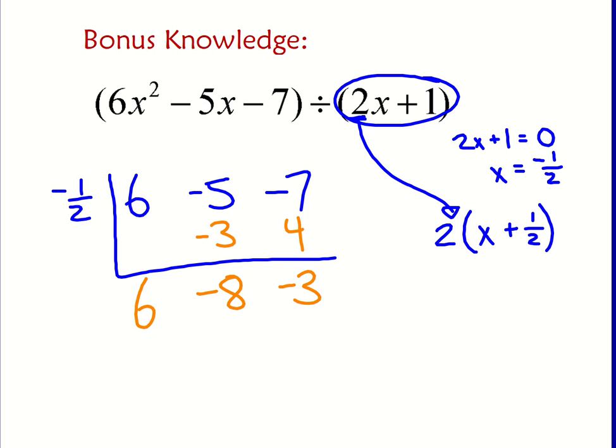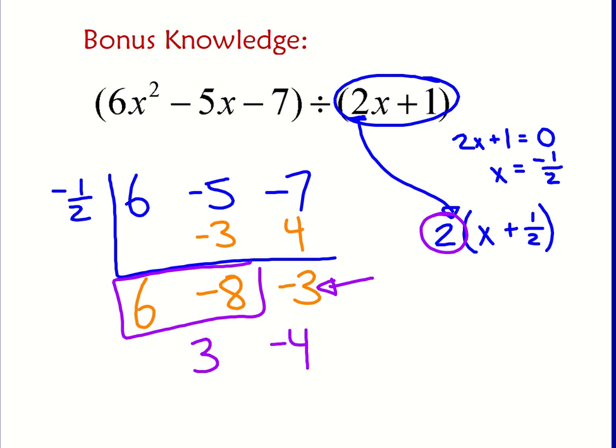So only partly right. The 6 and the negative 8 have not been divided by the 2 yet, and so I need to actually divide them by the 2. The negative 3 is the remainder, so it hasn't been divided by anything yet, which means that I'm going to take the 6 and the negative 8 and divide them in half and get a 3 and a negative 4, and so the answer would be 3x minus 4 and then plus negative 3 over 2x plus 1.